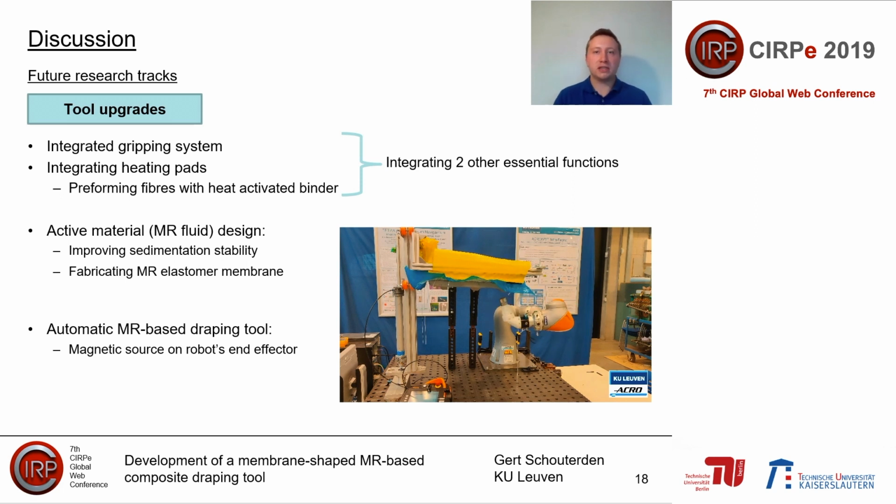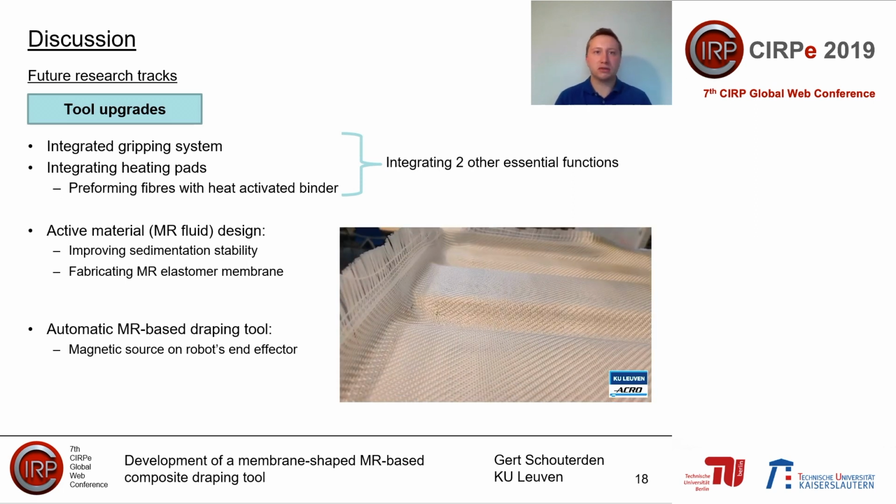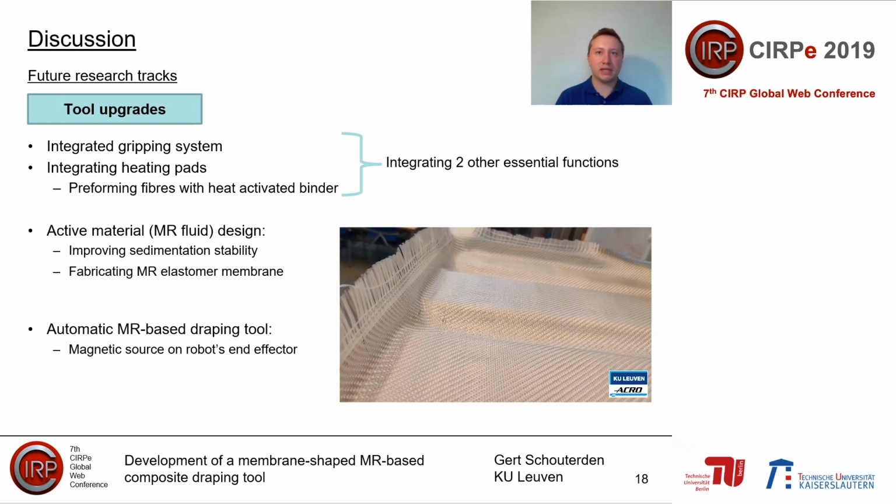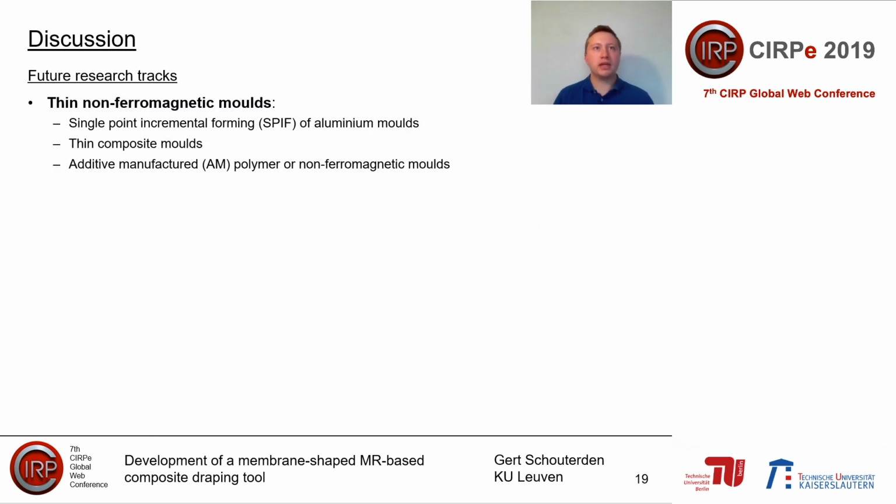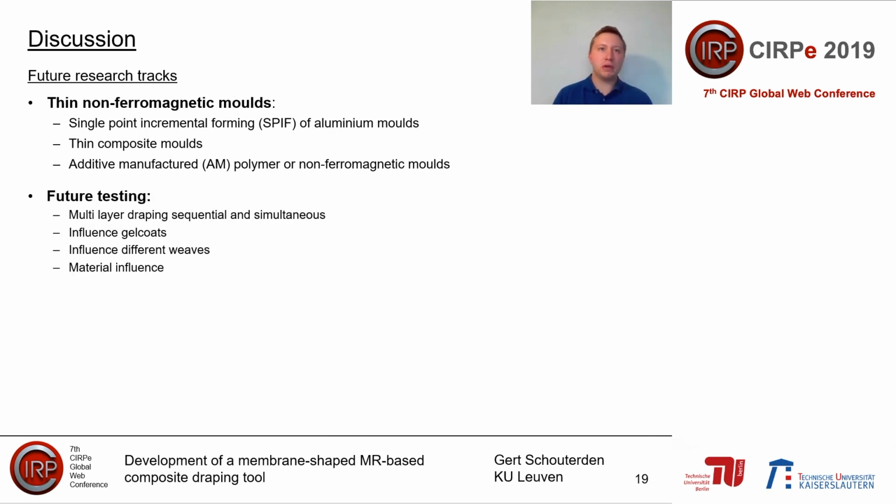Also, the full automation of our MR-based tool is something that we're currently working on, as seen in the video. Other research tracks are looking into thin non-ferromagnetic molds that we need for our MR-based tool. So for example, looking into preforming thin composite molds, or additive manufacturing. Future testing we will be conducting is, for example, the influence of multi-layer draping, sequential or simultaneous, the influence of gel coats, the influence of different materials or different weave types.